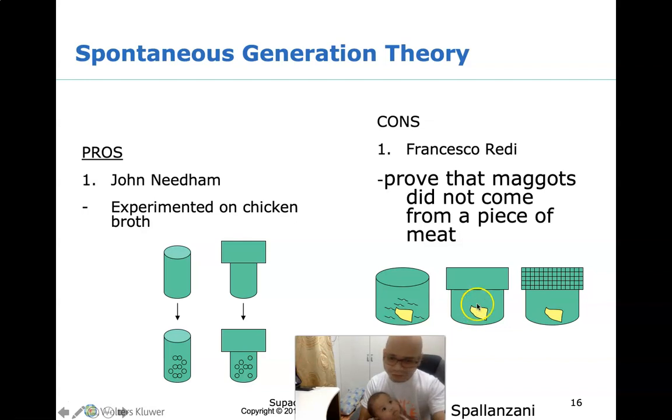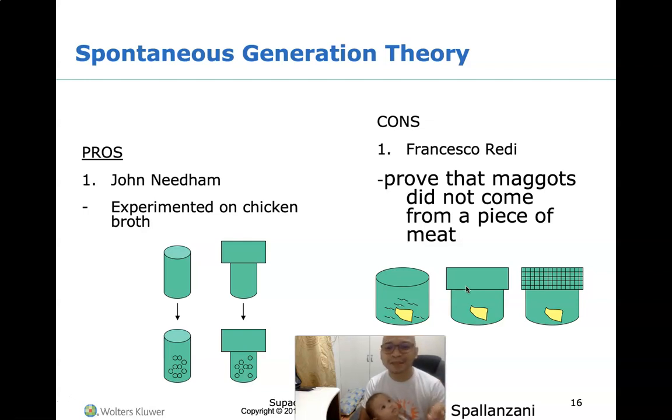So obviously flies will not be able to touch the decaying piece of meat. So what will happen here is that, of course, there won't be any maggots. Since there are no maggots in this particular meat, somehow Francesco Redi was able to prove that maggots did not come from this decaying piece of meat.